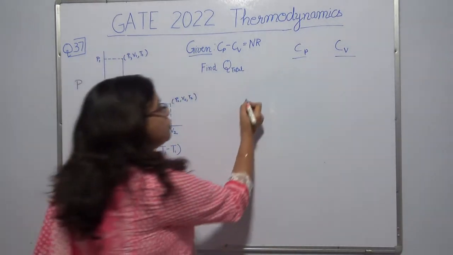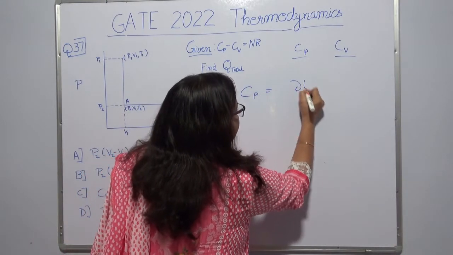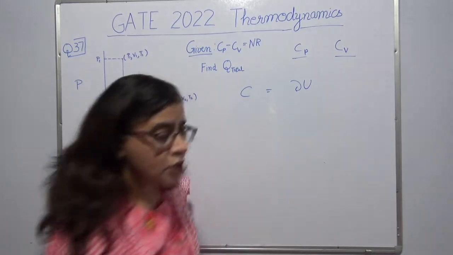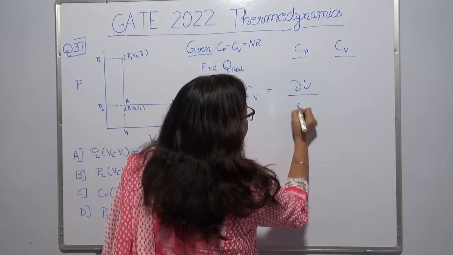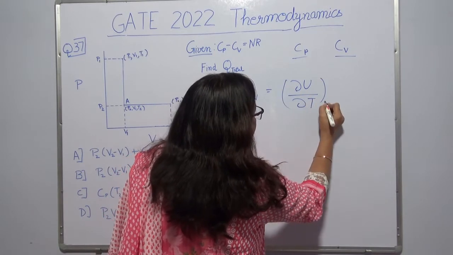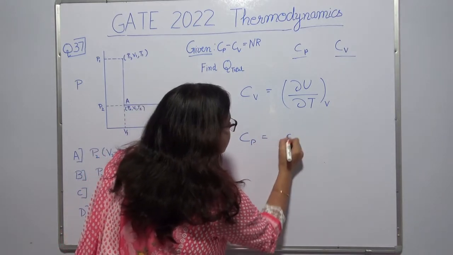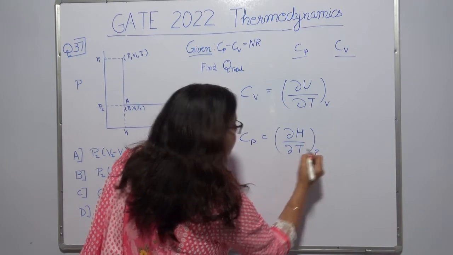The first one which was given is Cp. It is defined as the partial derivative of U. Oh, I'm sorry, this is Cv. So Cv is defined as the partial derivative of U with respect to T at constant V. And the other one which was defined is the partial derivative of H with respect to T at constant P, which is Cp.